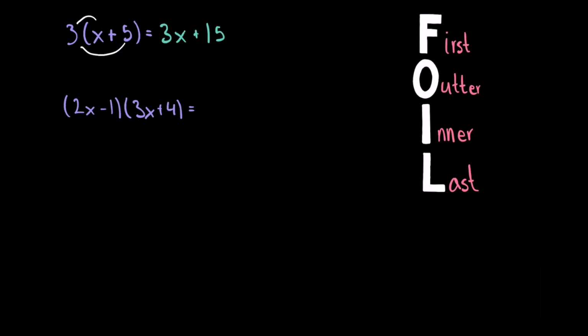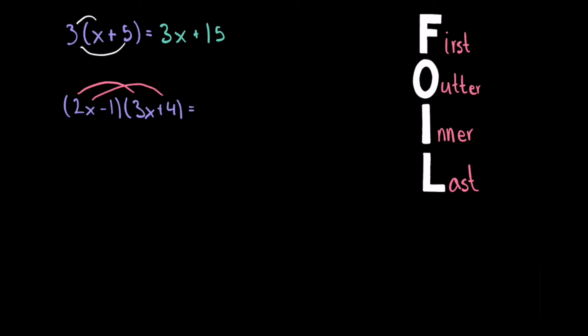So first we have our first-most terms, and that is going to be the 2x and the 3x, the first terms in both expressions. So we're going to multiply these two first, 2x times 3x. Our next step is to look at the outer terms. The outermost ones are 2x and positive 4. That's to the left and to the right of the entire expression. So next we're going to do 2x times positive 4.